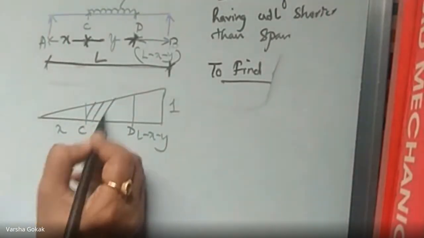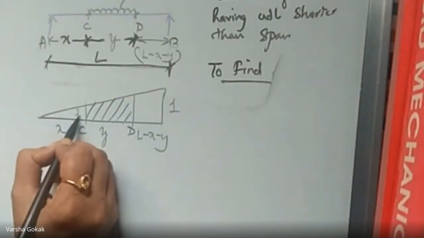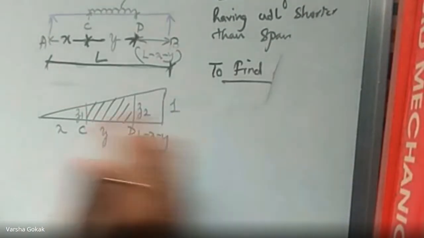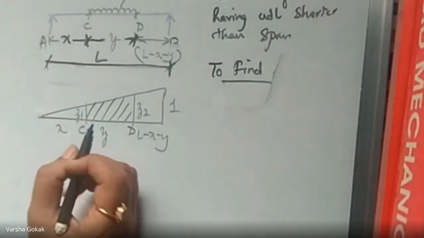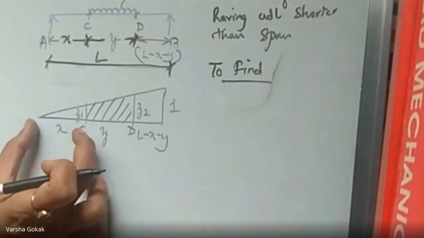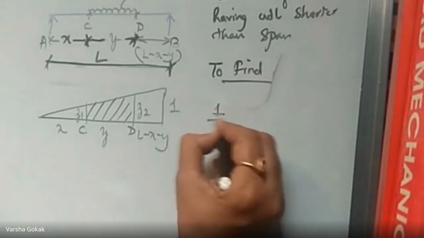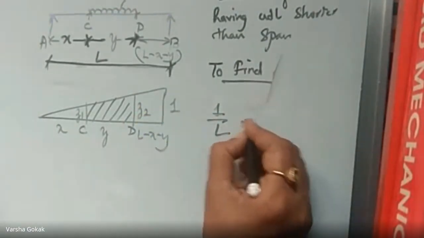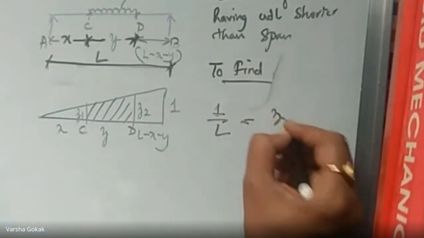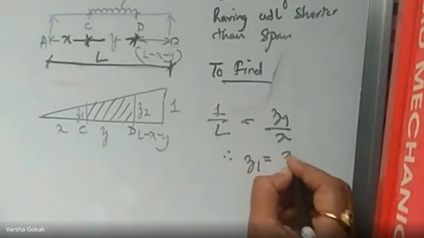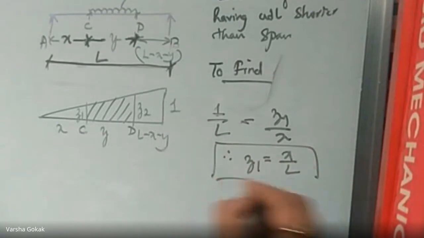Okay. I'm interested in this area. I'll call this Z1 and I'll call this Z2 now. How do I get Z1? So to solve for Z1, use a similar triangle. Z1 divided by X will be equal to 1 divided by L, right? So 1 divided by L is equal to Z1 divided by X from the similar triangle. Therefore, Z1 is X by L.